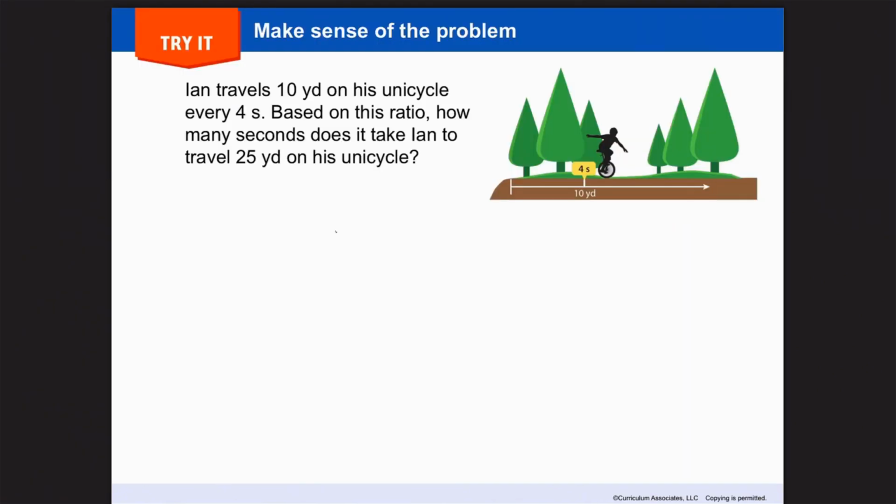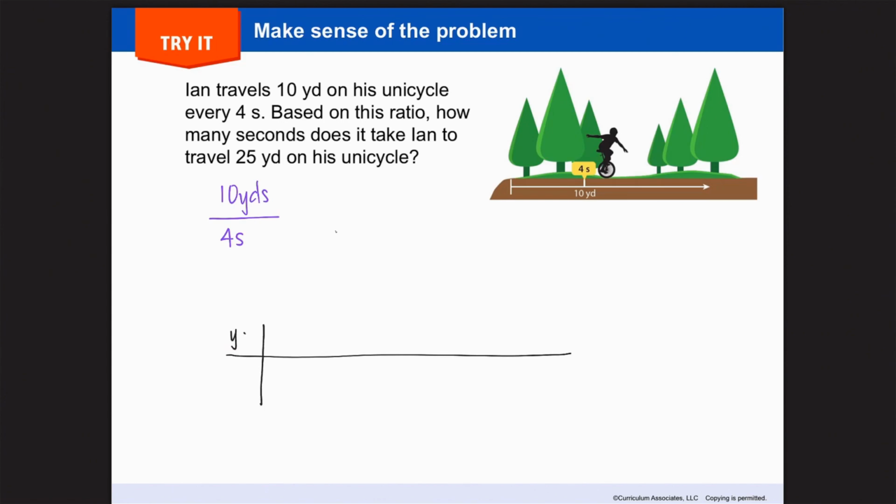All right, guys, so this next problem is Ian travels 10 yards on his unicycle every 4 seconds. Based on this ratio, how many seconds does Ian take to travel 25 yards on his unicycle? So right here we have a nice little diagram that's showing us how far he's going in how many seconds. So what we're going to do first is write down our ratio. We have 10 yards for every 4 seconds.